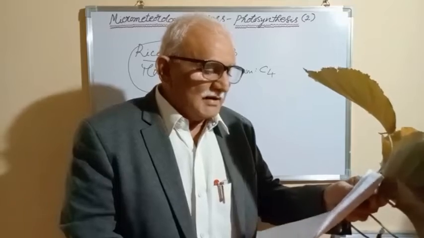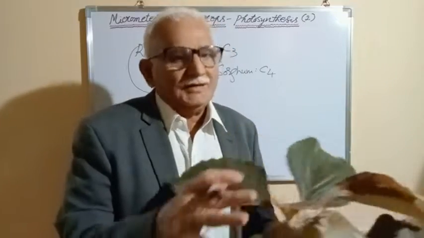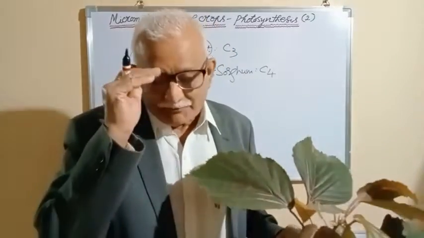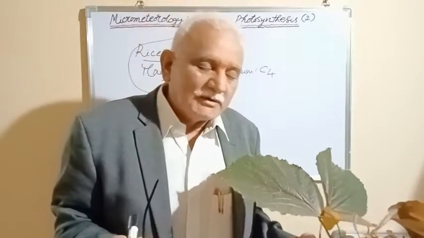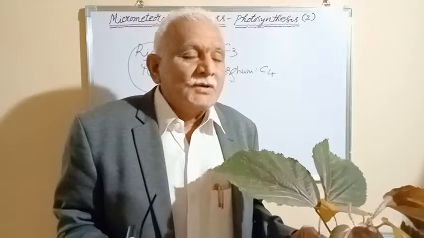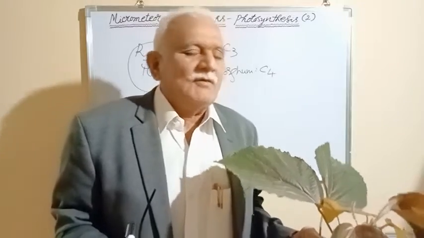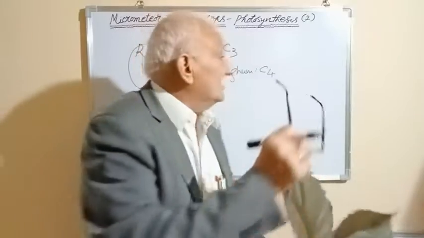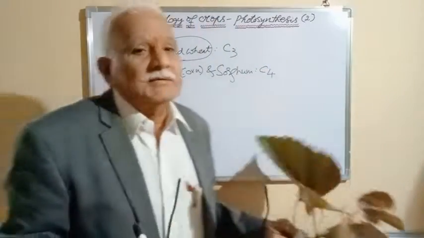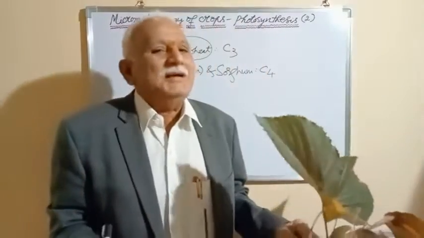Photosynthesis takes place mainly in the leaves during the daytime, except in the case of CAM, crassulacean acid metabolism. In CAM plants, photosynthesis takes place only during the night time. Otherwise, in both C3 and C4 plants, photosynthesis takes place during the daytime.